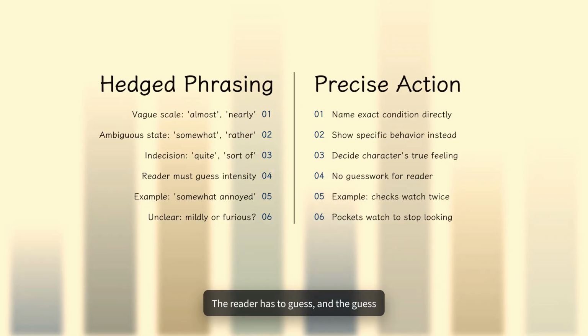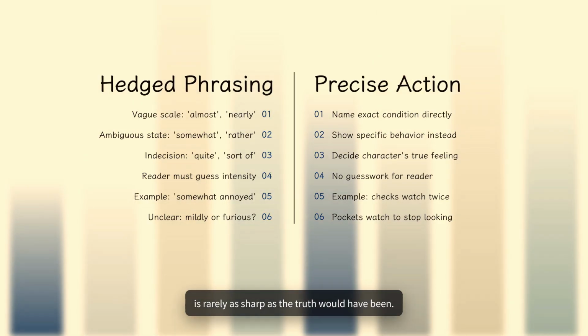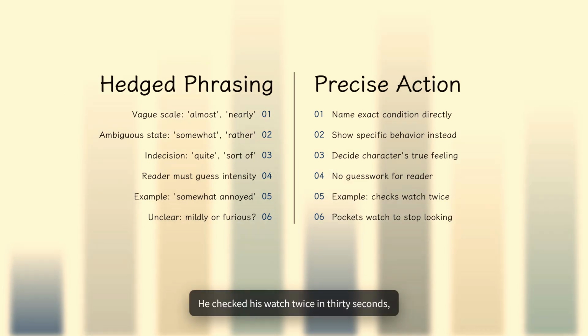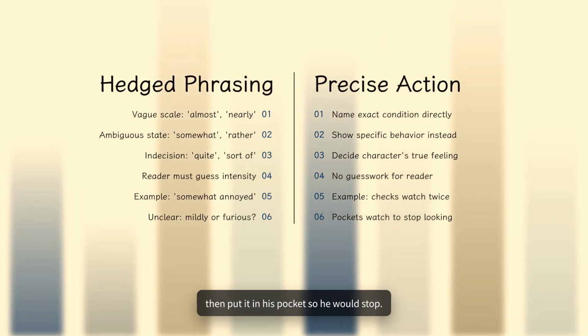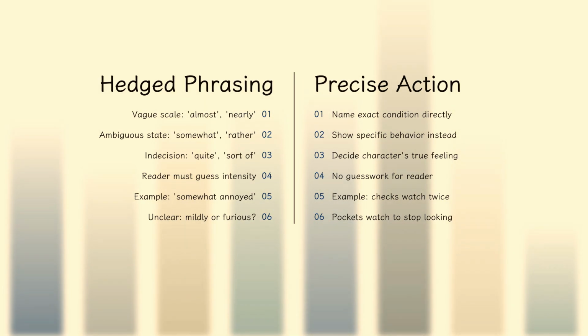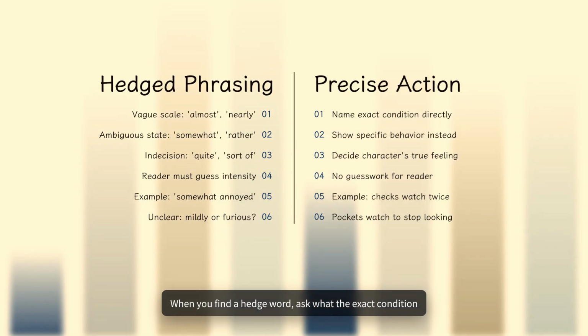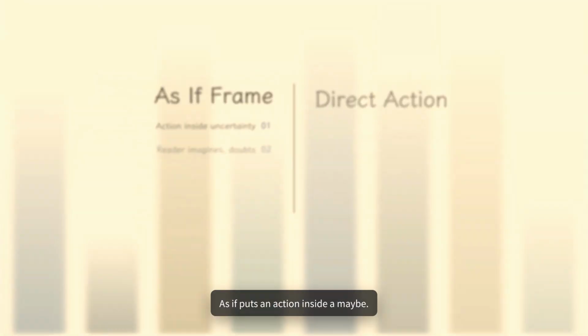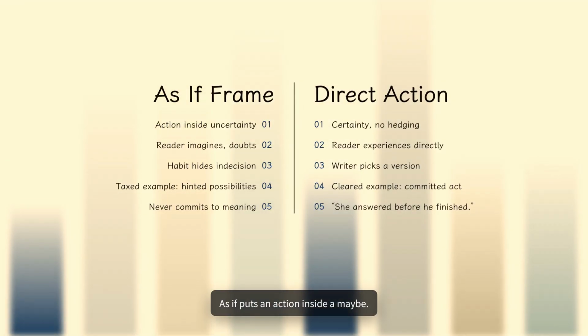The reader has to guess, and the guess is rarely as sharp as the truth would have been. Now, the cleared version. He checked his watch twice in 30 seconds, then put it in his pocket so he would stop. When you find a hedge word, ask what the exact condition is that you were avoiding naming, and name it instead. As if puts an action inside a maybe.